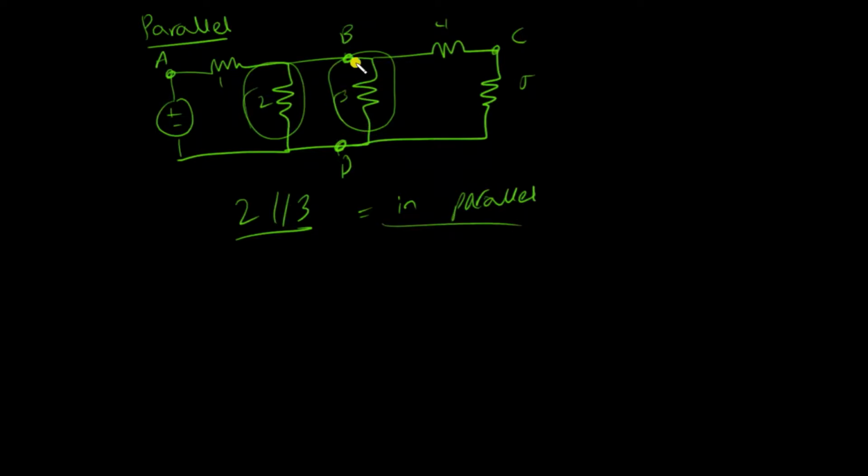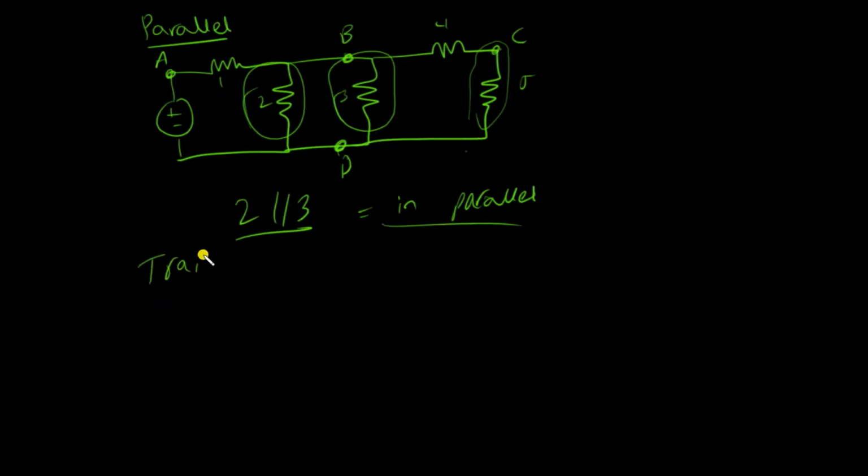Now these two elements would have the same potential difference across them because they are connected between the same pair of nodes. Even though it might look at first glance that element 5 is also in parallel with these, as you can see, element 5 is connected between node C and node D. So that means it is not connected between the same pair of nodes.